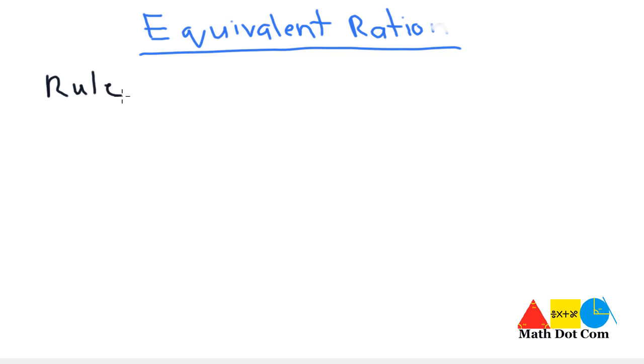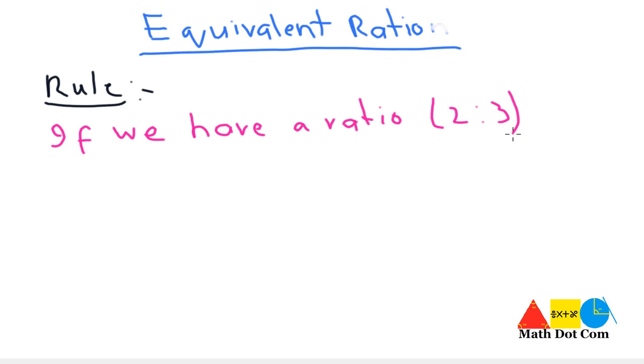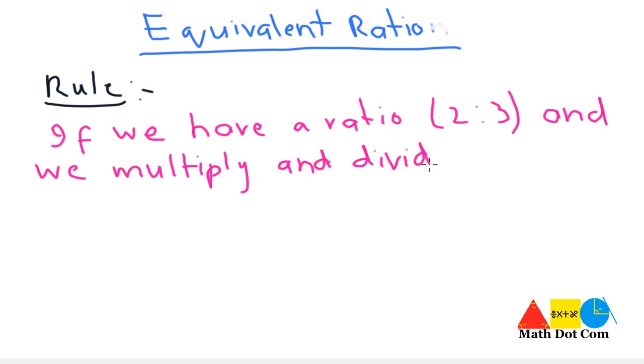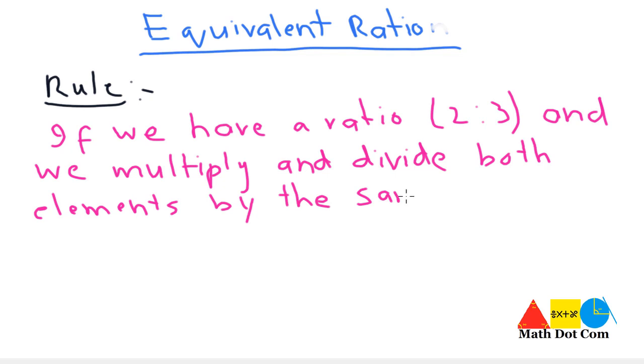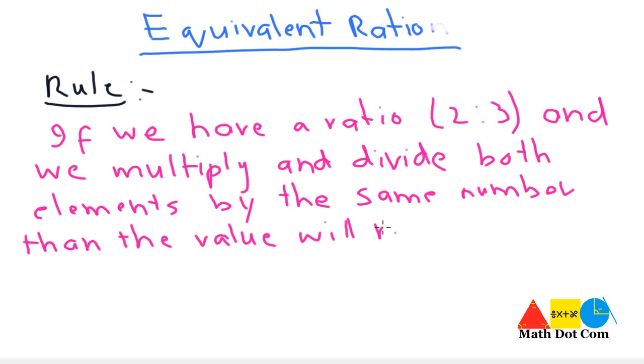According to the rule of equivalent ratio, if we have, for example, a ratio, let's say 2 is to 3, and we multiply or divide both the elements by the same number, then the value will remain same. Okay, let's see how is it.